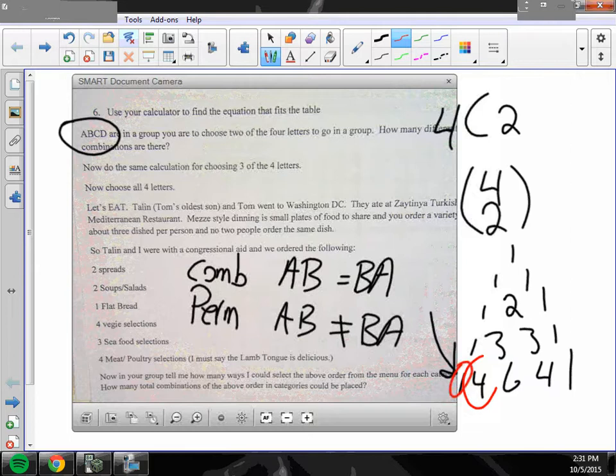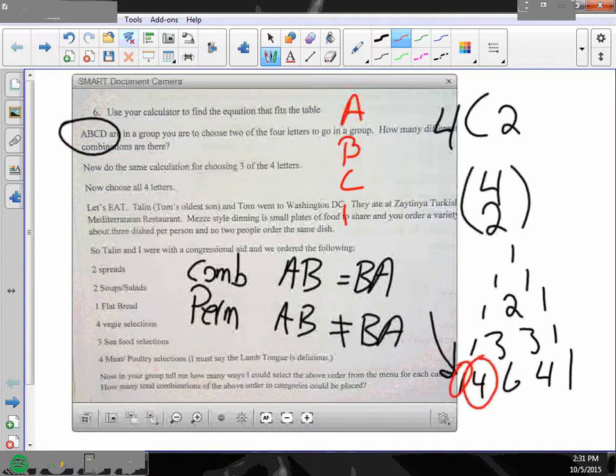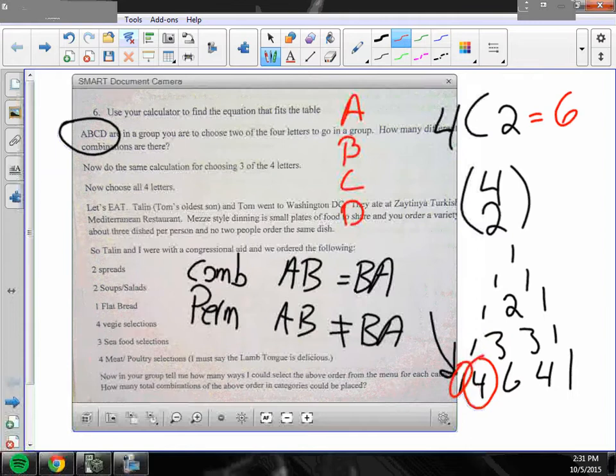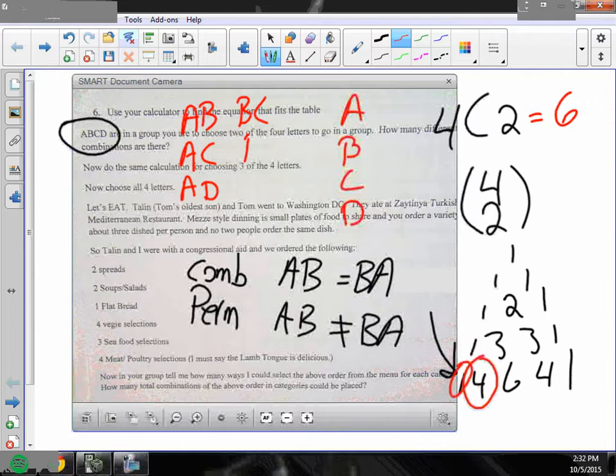How many ways are there to choose one of the 4? 4. And the choices are, you either pick A, you pick B, you pick C, or you pick D. I only have 4 choices. But when I go up to 4 choose 2, it equals 6. What are those 6 possibilities? AB, AC, AD, BC, BD, and CD. So there's 6 ways to do that.